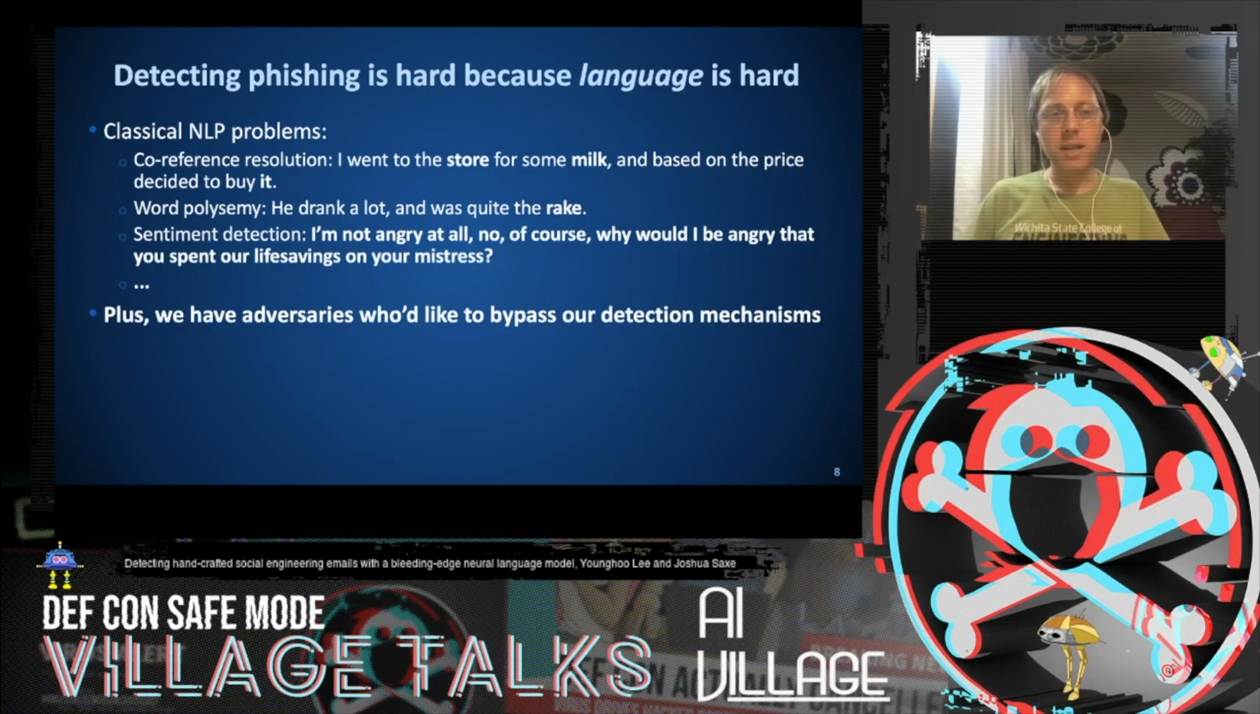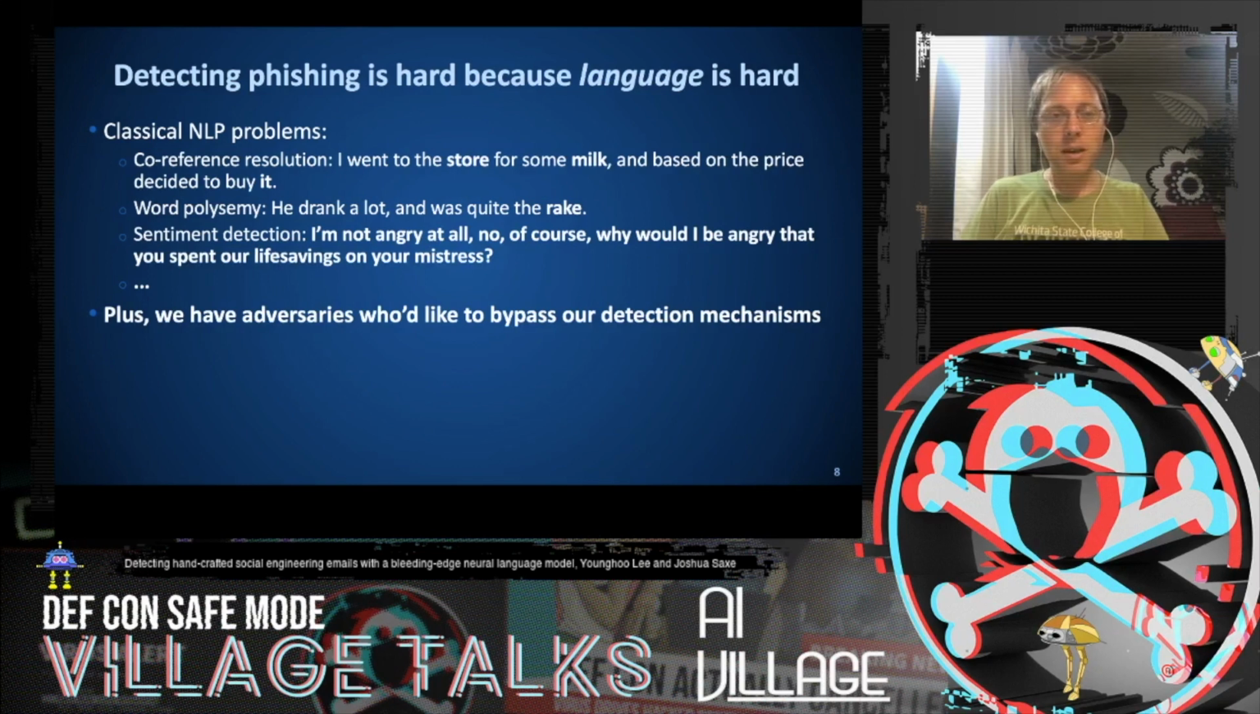So to understand why algorithmically it's hard to make sense of language, let's look at a few classical natural language processing problems. So one of those is coreference resolution. To get a sense of what this problem means, consider the following sentence. I went to the store for some milk and based on the price decided to buy it. Now, from a grammatical perspective, it could refer to the store or to the milk, right? It's possible that I went to the store for some milk and based on the price of the store I decided to buy it, but it's more likely that I bought the milk.